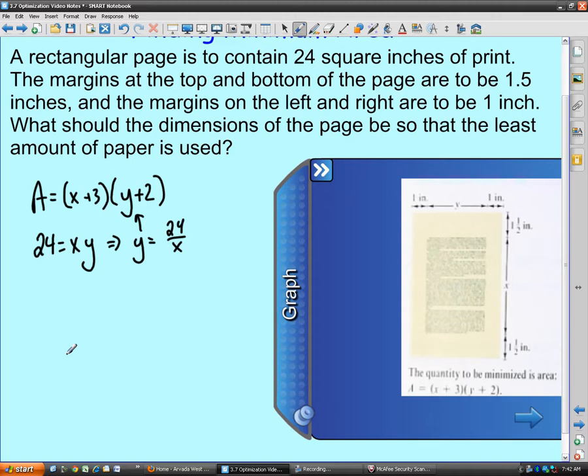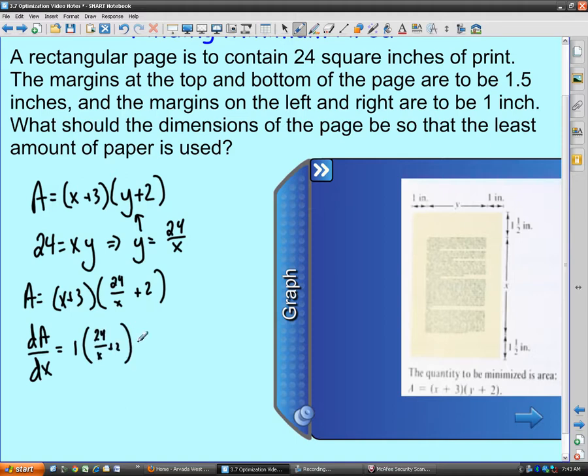So I'm going to replace that in there, and so my area equation, the one I'm going to minimize to find the least amount of paper, is x plus 3 times, replacing my y with 24 over x, plus 2. And so now I can go ahead and differentiate this, and it's going to be dA with respect to x, the change in area with respect to x, which basically is going to cause me to do a product rule on this. And so when I differentiate the first, I get 1, and that's times 24 over x plus 2. And then add on, leaving the first, and I'm going to get rid of this.